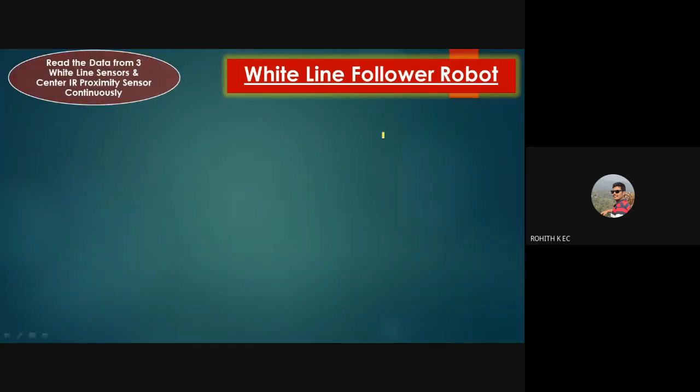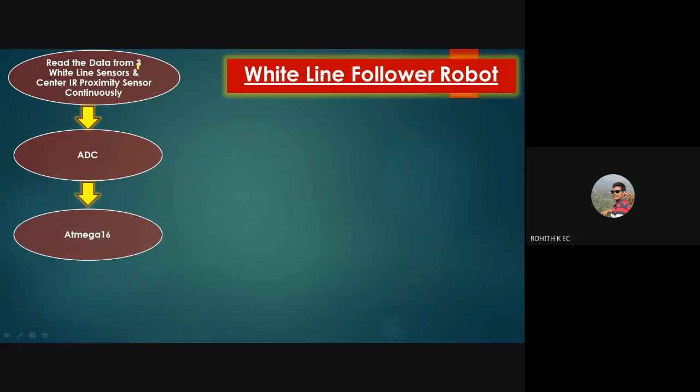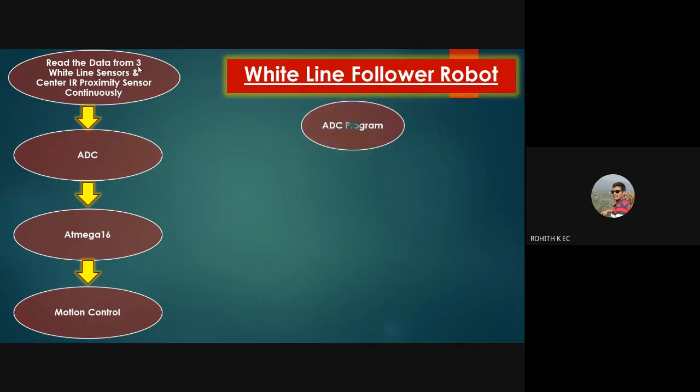Right. So with that understanding, let us look at the processes involved in the white line sensor robot. We have to continuously read the data from 3 white line sensors and the center IR proximity sensor. Of course, these are analog values. I'll give that to the ADC, which will convert that into digital format, and it is given to the microcontroller. The microcontroller will take a decision, perform processing based on the values received, and give a command to the motor to take appropriate action.